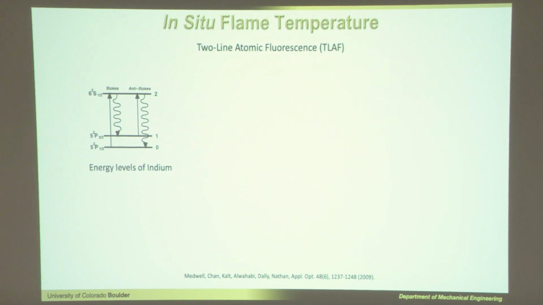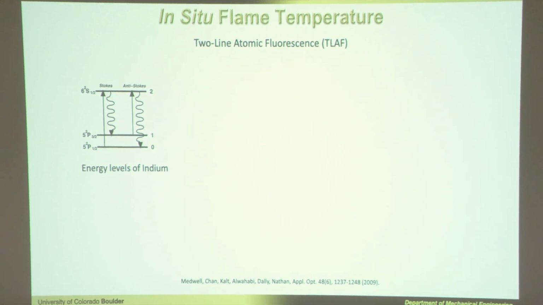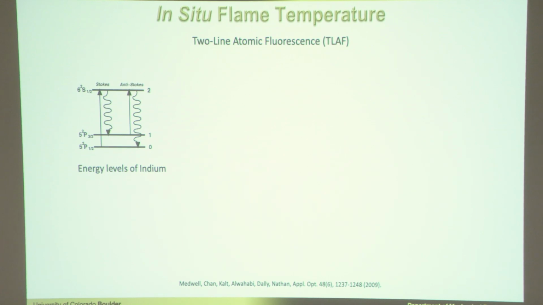So in this case, the doublet P 1/2 is the lower state you want to know the population of, and the doublet P 3/2 is the upper state, so labeled 0 and 1 in that figure up on the upper left. So you do a transition up to an excited state, the 6 doublet S 1/2, and then you can measure the Stokes line from that transition. So you make that measurement.